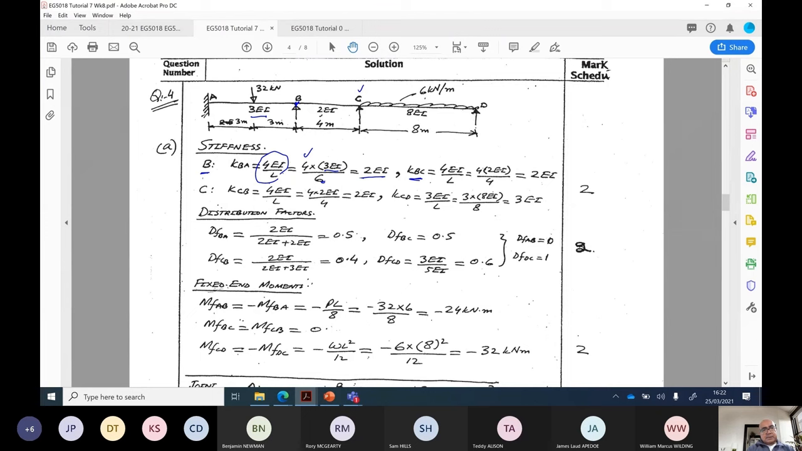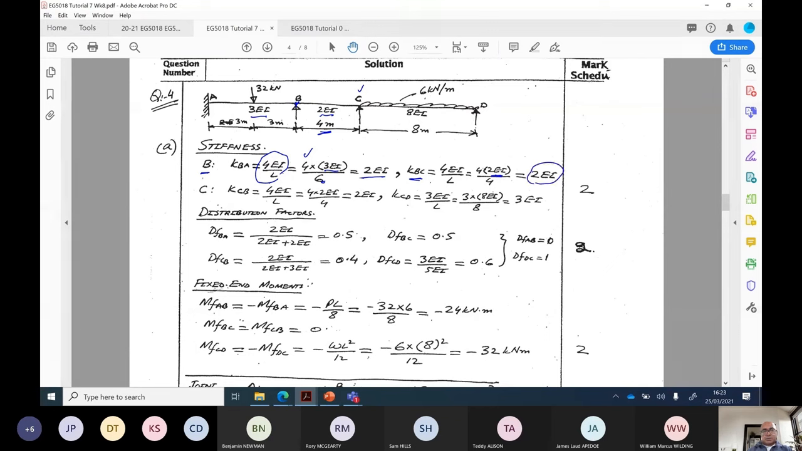EI for BC is 2EI. So that's why I'm putting 2EI here. And the length of this member is 4. That is the reason we have 4 over here. And then if you simplify that, you get KBC as 2EI as well.